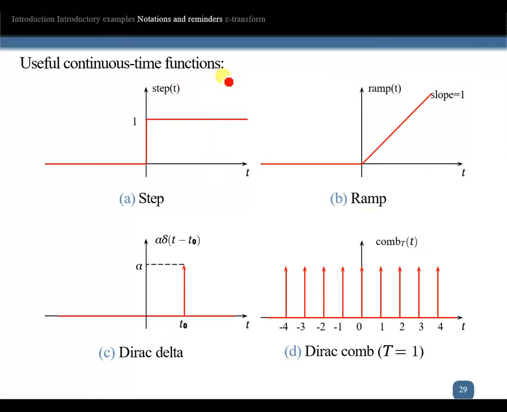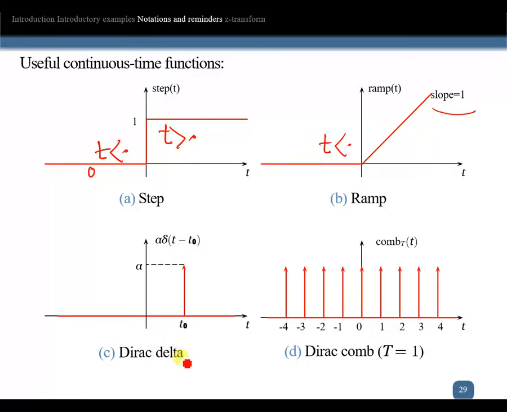Useful continuous time functions: you have the step, that means for t less than 0 it is equal to 0, and for t bigger than or equal to 0 it is equal to 1. Ramp: for t less than 0 it is equal to 0, and beyond this it continues with slope 1.